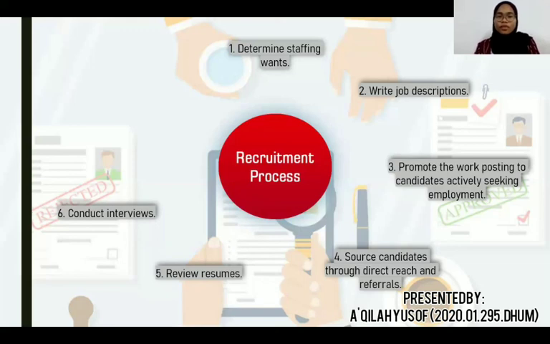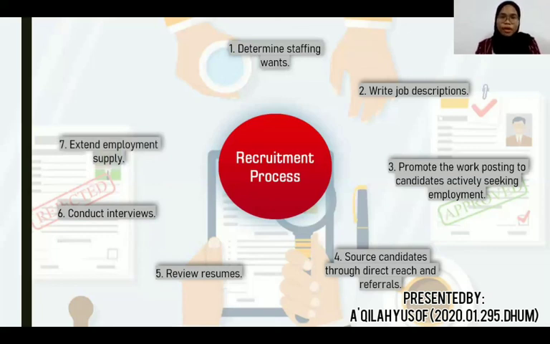Next, conduct interviews. Once the candidate pool has been narrowed down, it is time to conduct interviews. The number of interview rounds might vary depending on the organization and role. Assessments and reference checks might also come up at this stage.